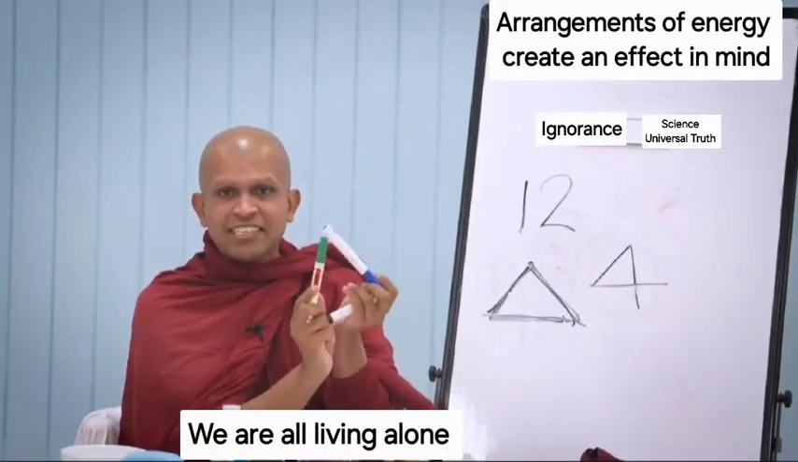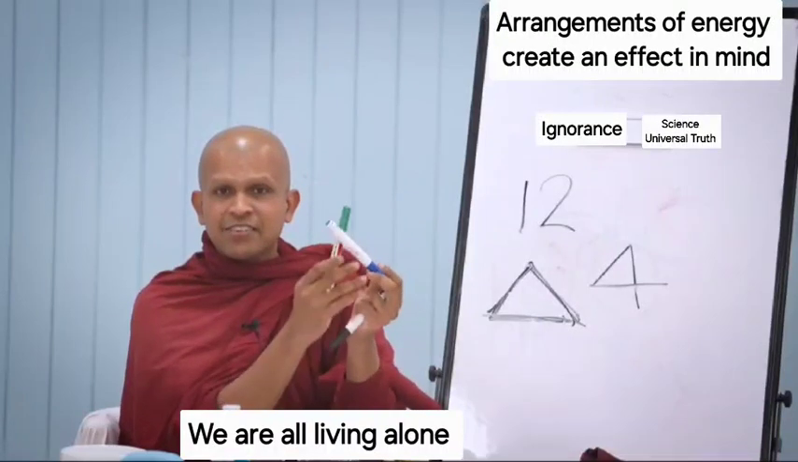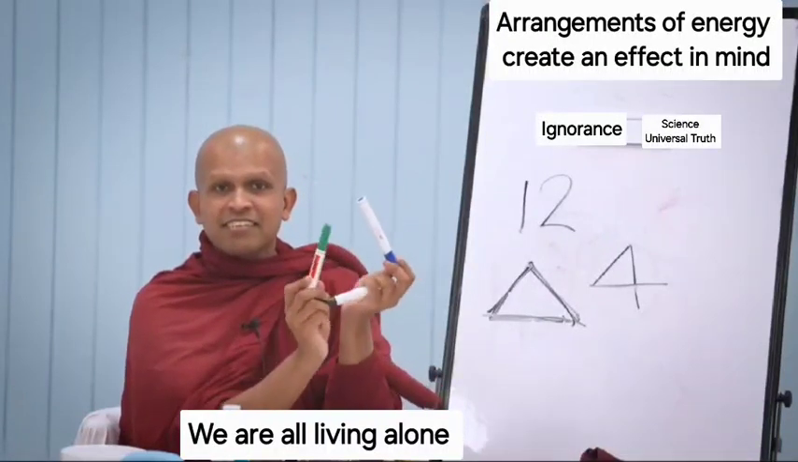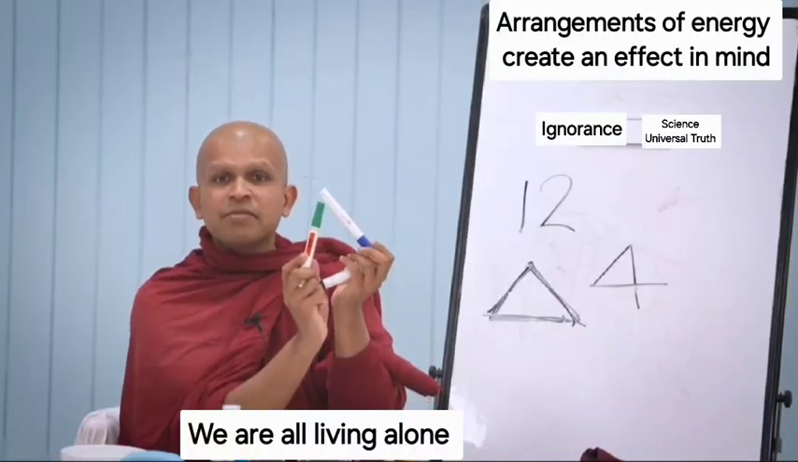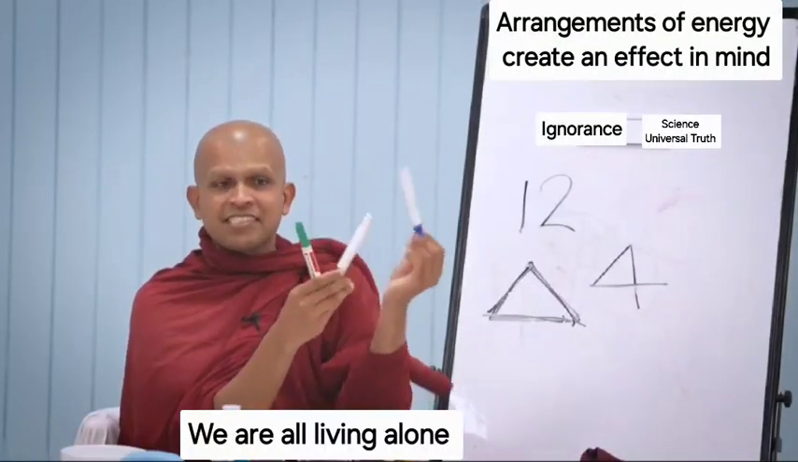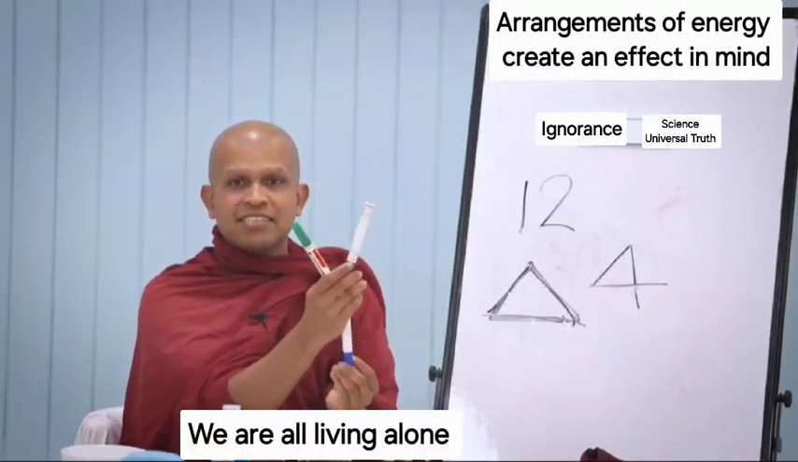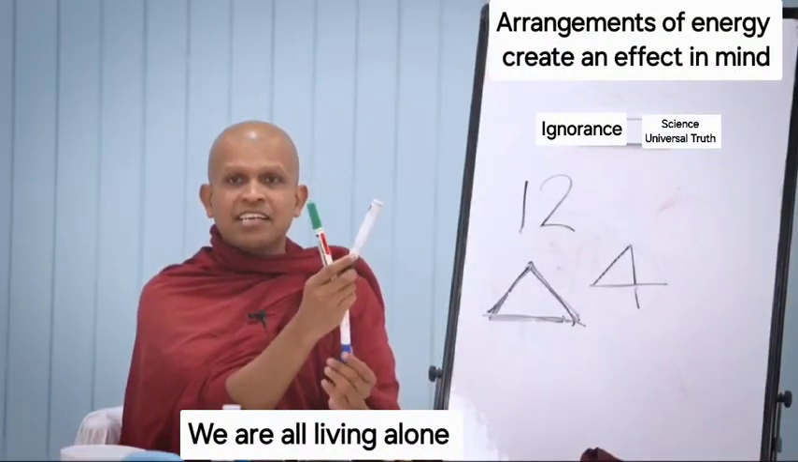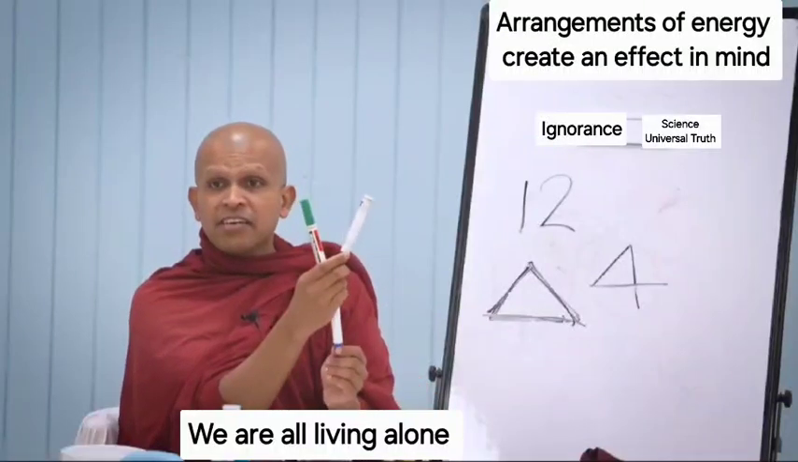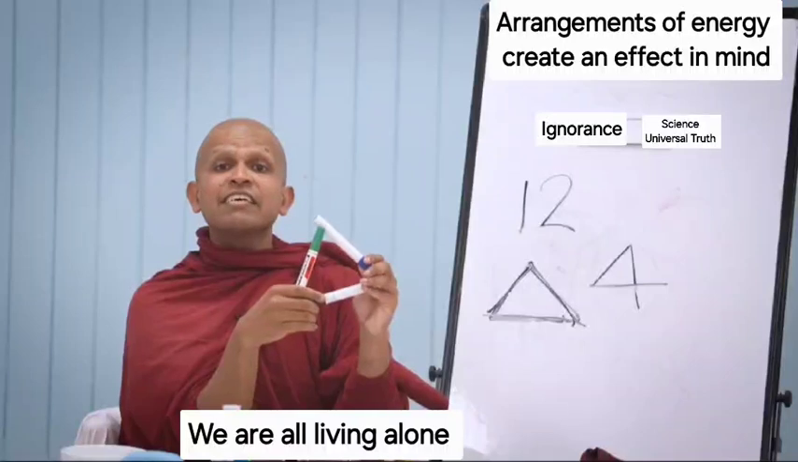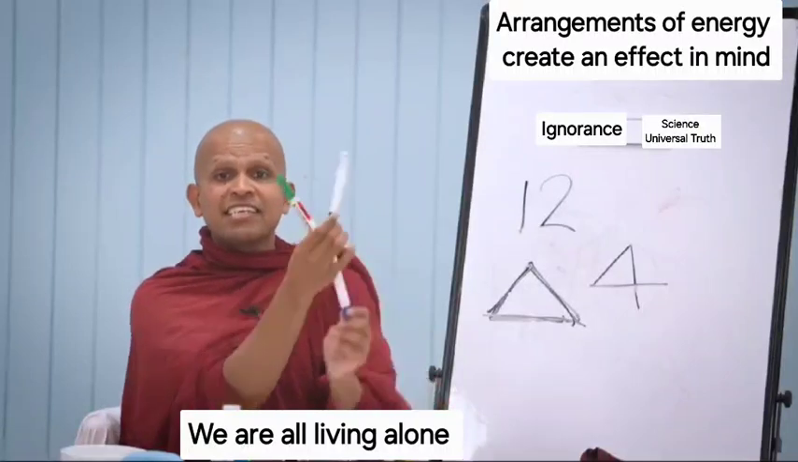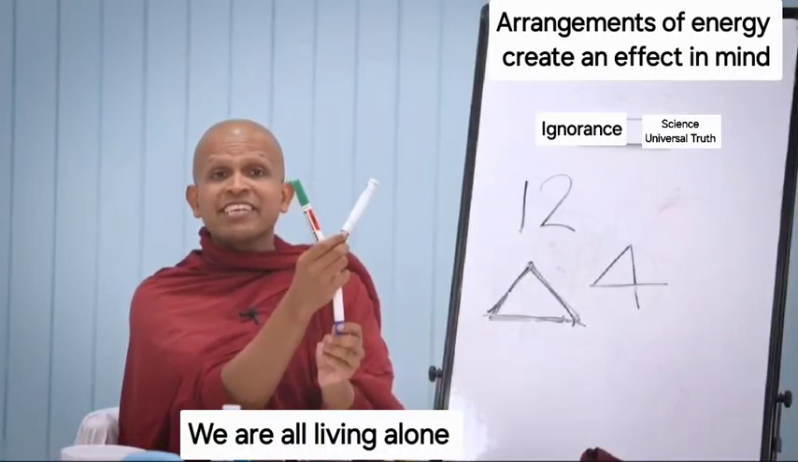This is not a triangle, this is not a triangle. This is also not the triangle. When it comes together like this, then what happens? It becomes a triangle. And now what is this? So the triangle becomes Y. The causes arranged and created the effect of triangle. Rearrange the causes, and they created the effect of what? Y.